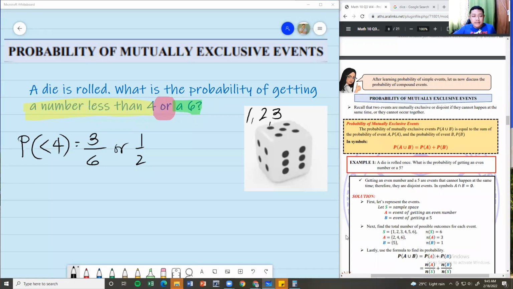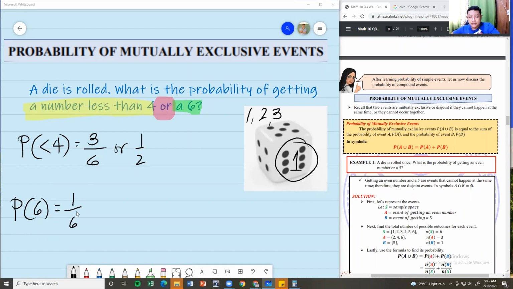Very good. Now we have another event. This next event is a 6. What's the probability of getting a 6 when a die is rolled? Perfect. It's just 1 over 6 because of the 6 faces of the die. There's only one 6. So that's 1 over 6. Got it? And now, this is how the probability of mutually exclusive events works.